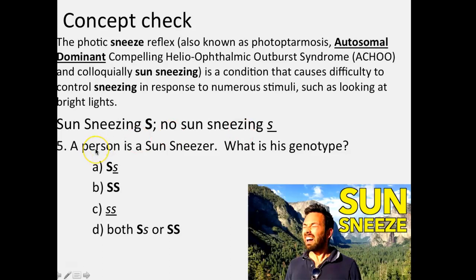Okay, so you know that a sun sneezer is a dominant trait, a dominant allele. And you can be heterozygous dominant, you could be homozygous dominant, and still be a sun sneezer. So the answer is letter D, both big S, little s, or big S, big S. A homozygous recessive would not be a sun sneezer, right? All right, good. So hopefully you got letter D.